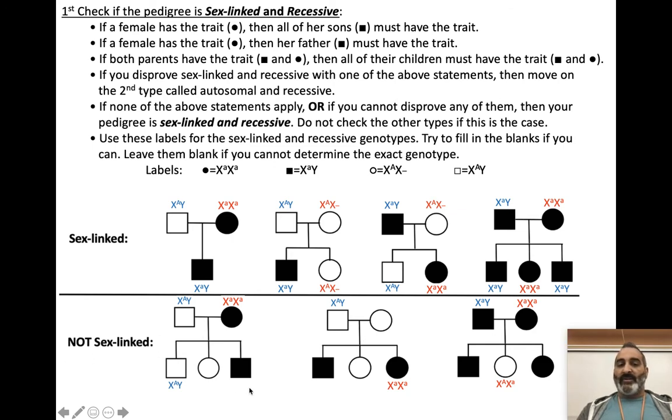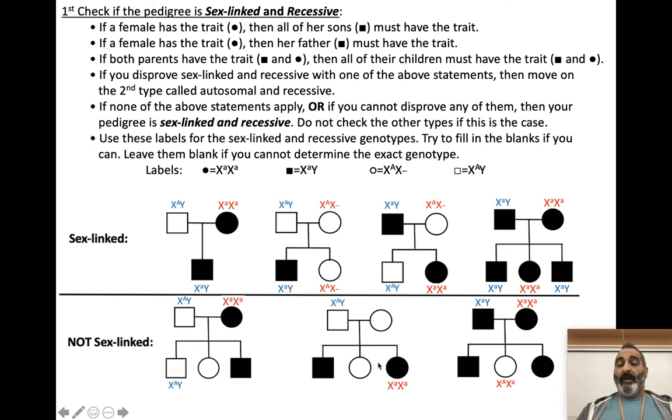If you did this one and thought it was sex-linked, once you labeled it, you would have realized very quickly that it is not. Let me show you why. This male down here has an X capital A and a Y. Males can only get their Y from their dad. Mom has no Y, so mom cannot give a Y. That Y came from dad, which means the X capital A came from mom. But mom doesn't have a capital A. Since mom doesn't have that, she cannot make that son. This is impossible, and that is why this is not sex-linked.